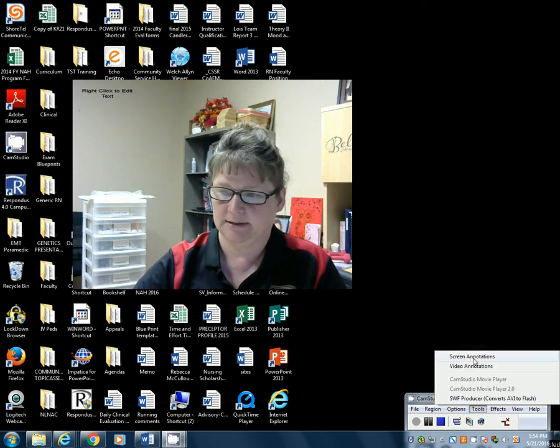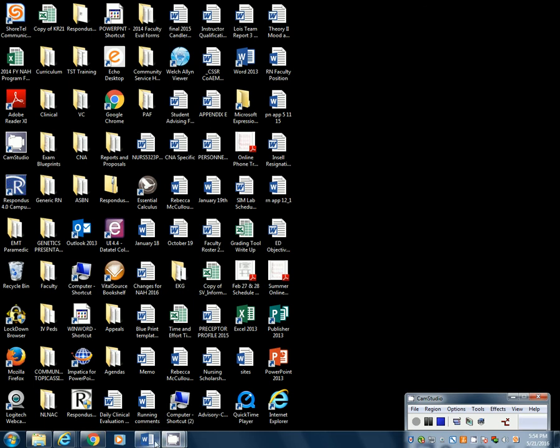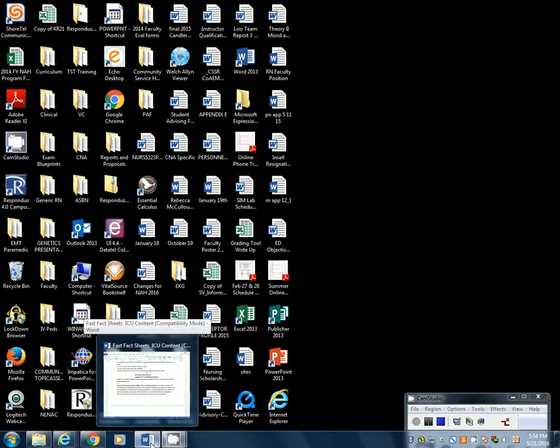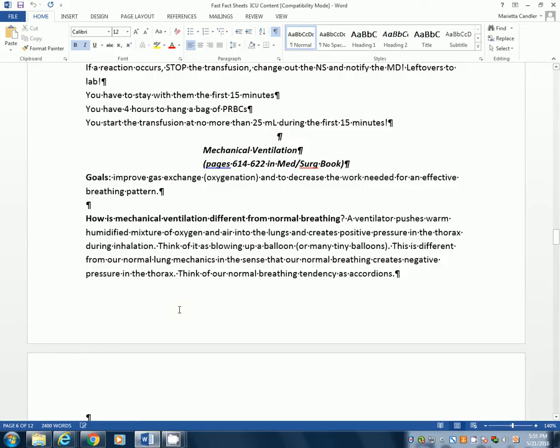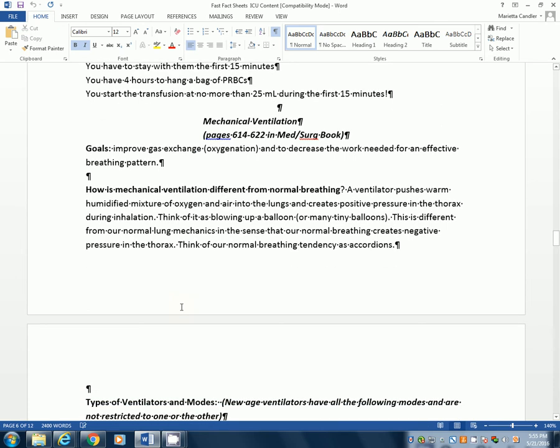Alrighty then. So we got to fast fact sheets, ventilator settings, mechanical ventilation. And it's on pages 614 through 622 in your med-surg books. And we are actually going to start on page 616 with mechanical ventilation. So what is the goal? Why do we put someone on a ventilator, and how do we know which one to put them on?